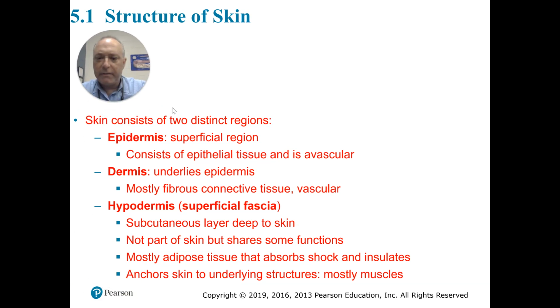The skin consists of two distinct regions. You've got the epidermis, which is the superficial region. This is consisting mostly of epithelial tissue, which is avascular, so there are very few blood vessels. Under the epidermis, there's the dermis, mostly fibrous connective tissue, and this is vascular.